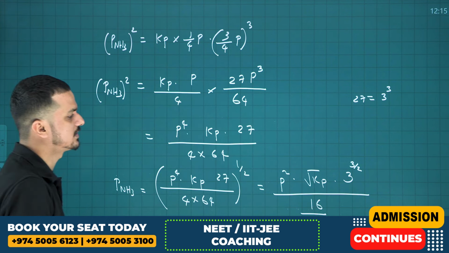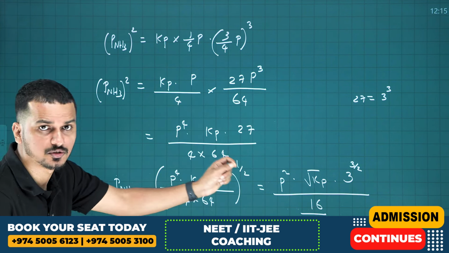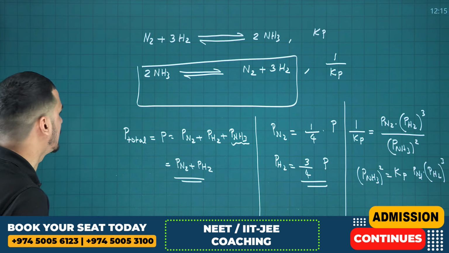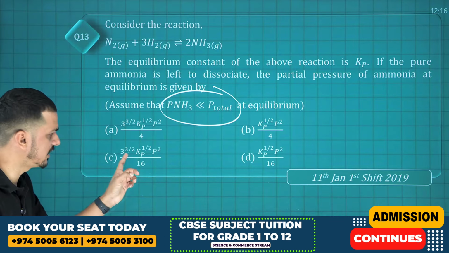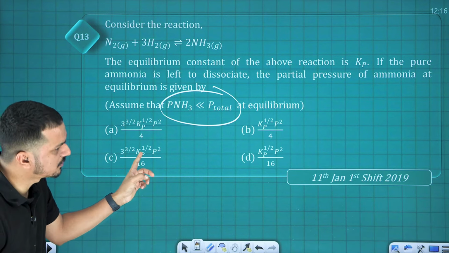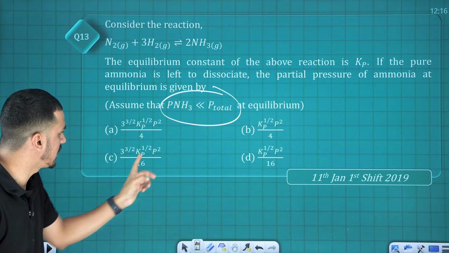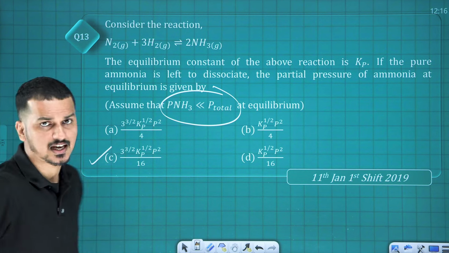So that will be the answer. P square into root Kp into 3 raised to 3 by 2 divided by 16. Is there any option like that? Yes. 3 raised to 3 by 2, Kp raised to 1 by 2. That is root Kp into P square divided by 16. Option C is the correct answer.